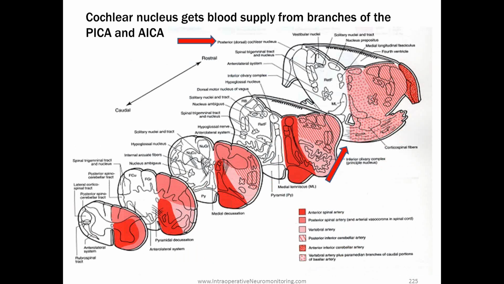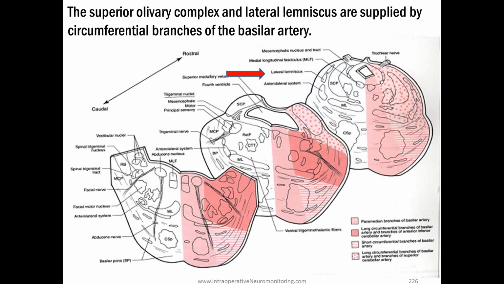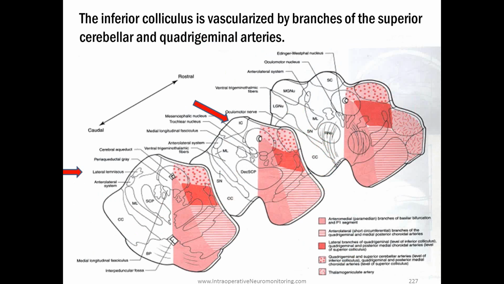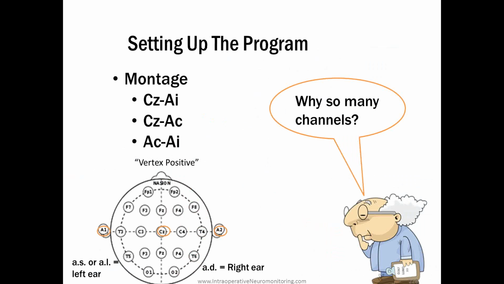Cochlear nucleus, we're talking about 3. Superior olivary complex, we're talking about possibly some 3, a lot of 4, probably not 5 yet. The inferior colliculus, now we're talking wave 5, is vascularized by branches of the superior cerebellar and quadrigeminal arteries. Probably superior cerebellar would be the answer if that was on the test.